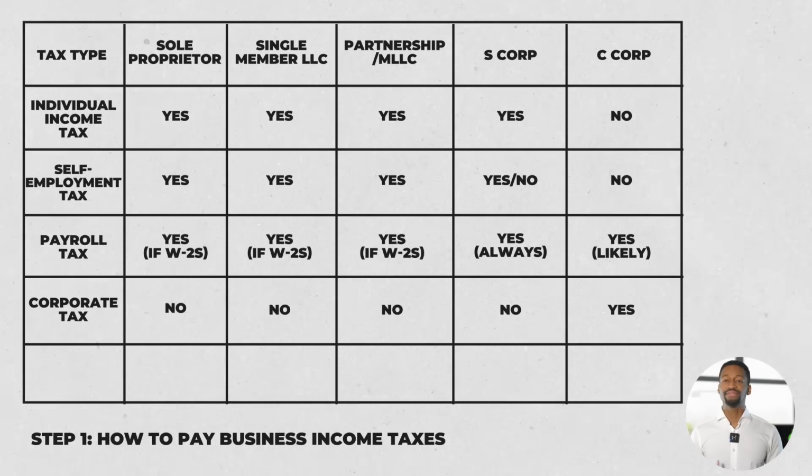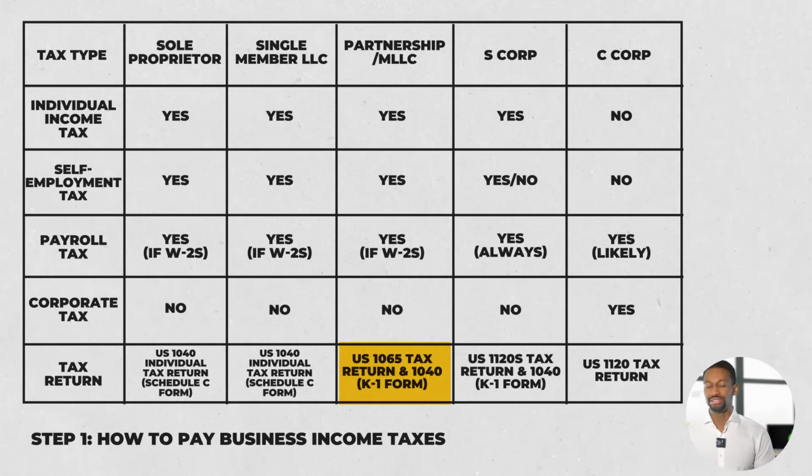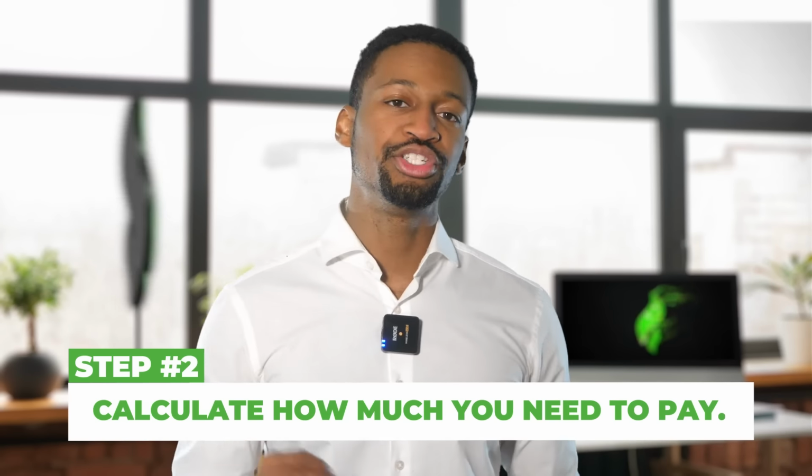And on the chart, I've listed what tax returns these taxes are reported on. For example, single member LLCs use a 1040 individual tax return and attach Schedule C, whereas multi-member LLCs must file an information return called the US 1065 return and then report their income on US 1040 using a tax form called K-1s. All right, so that's step one. Figure out where you fall and what income taxes you need to pay. Once you have that, then you move on to step number two and calculate how much you need to pay.